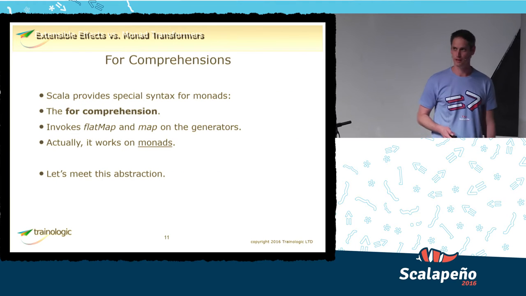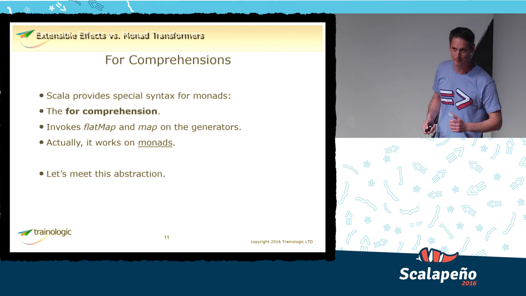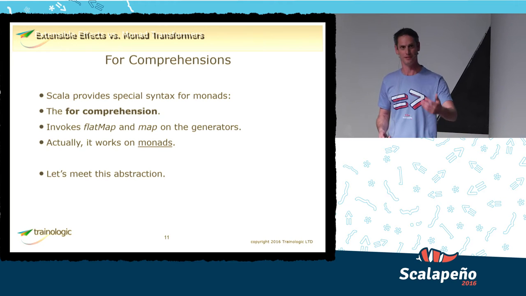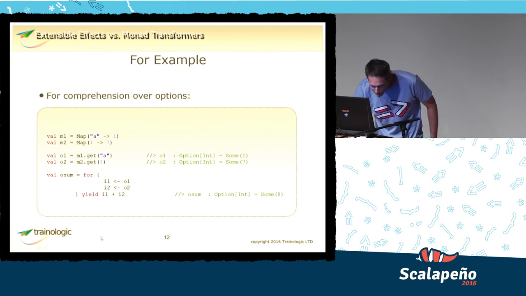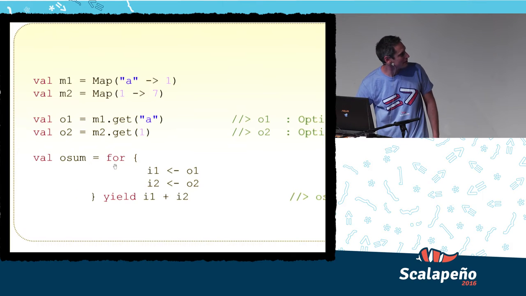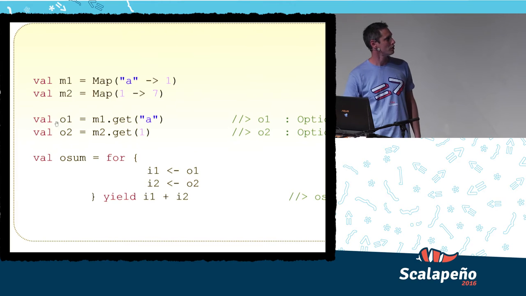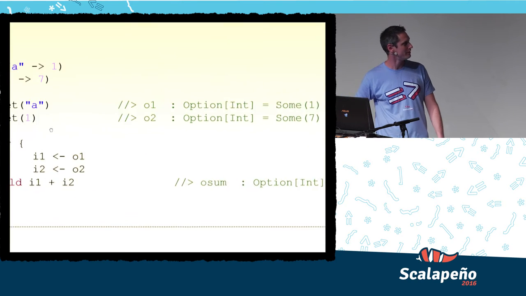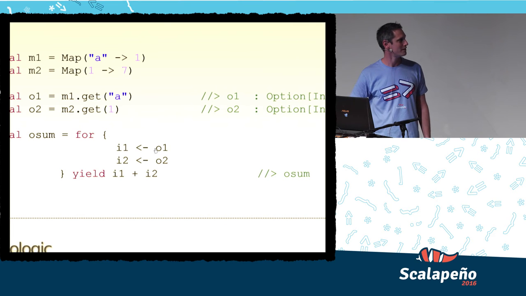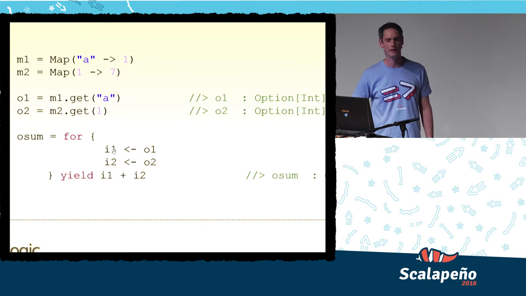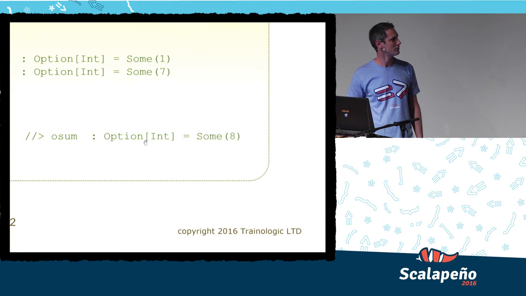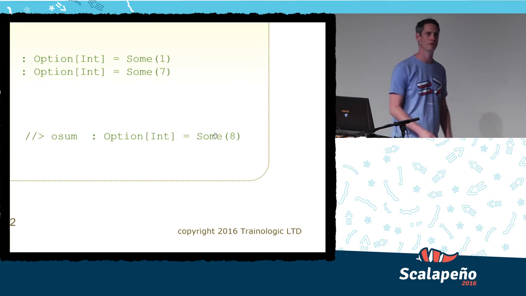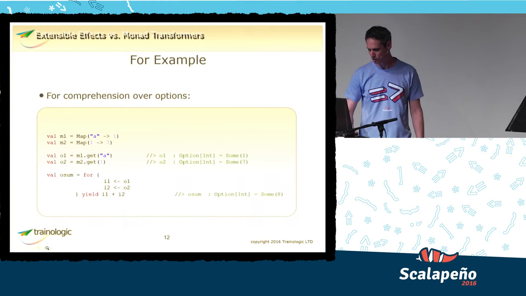Just for comprehension, the for syntax in Scala, is actually a monad comprehension. It works over things that are monads. Here, for example, I have two options, I'm doing a get, I'm getting two options, okay, Some of one and Some of seven, and then I can do a for, and work inside the options, getting two ints, i1 and i2, and yield i1 plus i2, returning an int, but I get an option of int, which is the sum of the results, but if one of them is None, I get a None. Okay, so this is for comprehension.